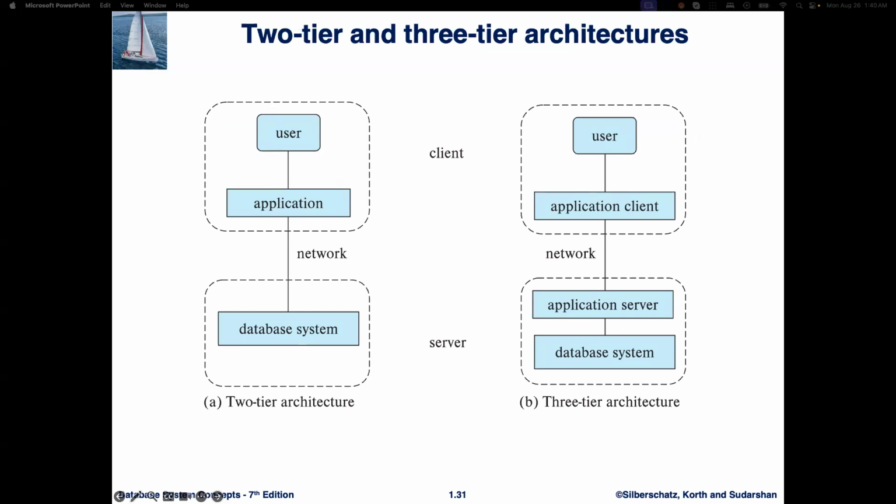So this is just an example of the two-tier architecture and three-tier architecture. Here you can see user, application, and then the database. These are two different servers. This is the client server. This is the client, and this is the server. And here in the server we have the application server. This is different from the database system. The application server talks to the database system, and the application client talks to the application server, not directly to the database server.